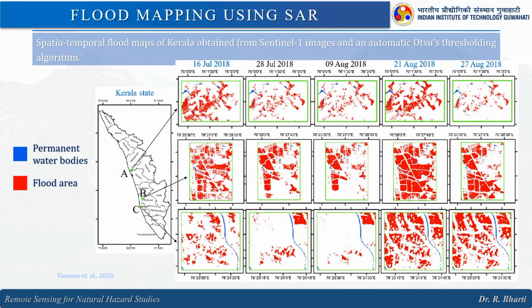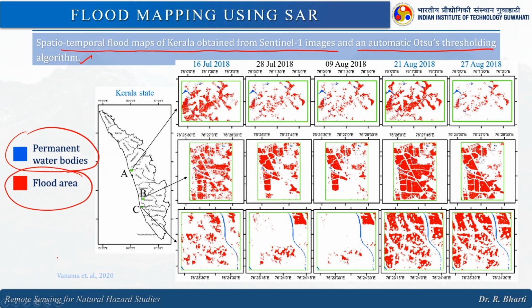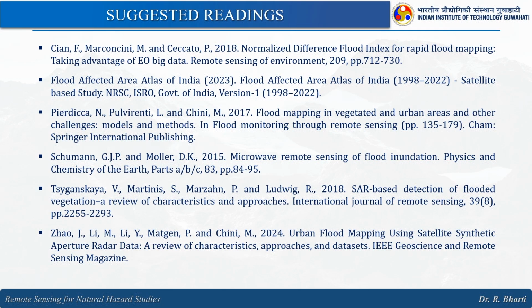Here you can see the spatial temporal flood map of Kerala obtained from Sentinel-1 images and an automated Otsu thresholding algorithm, right. Here you can see the permanent water body and the flooded areas with the green and red colors. This particular slide has all the references which I have been using in this lecture. So, you can refer to them if you need more information about these topics.